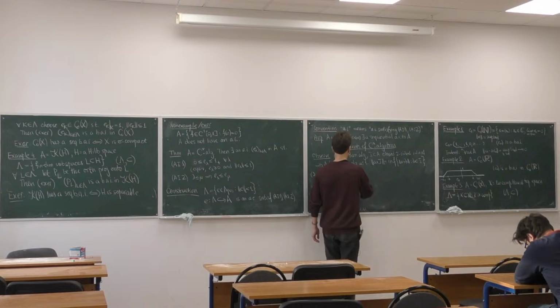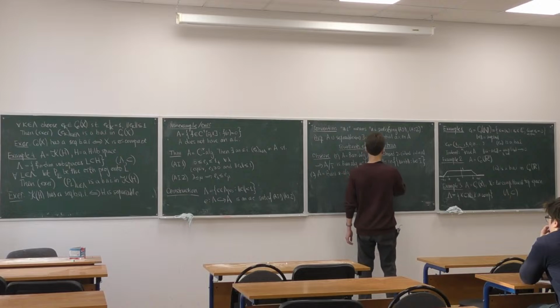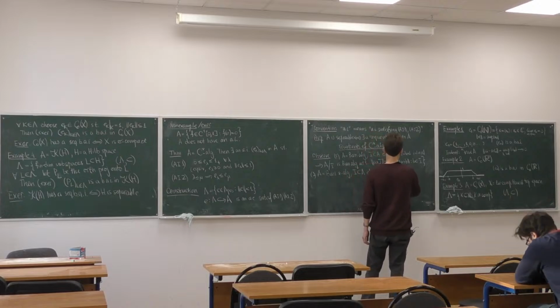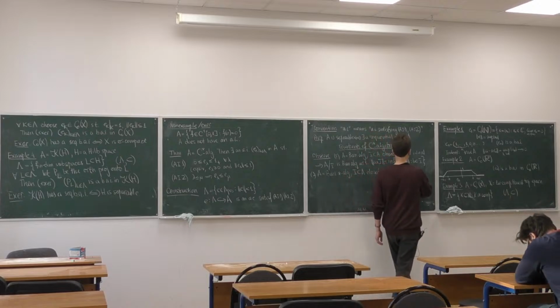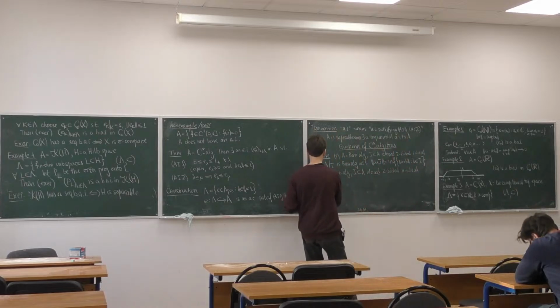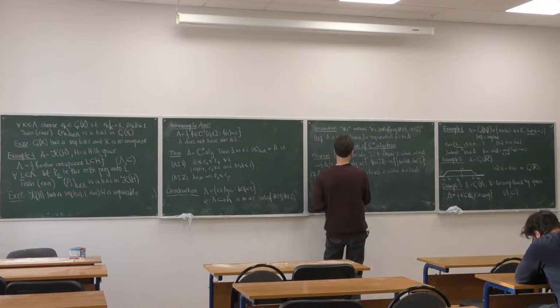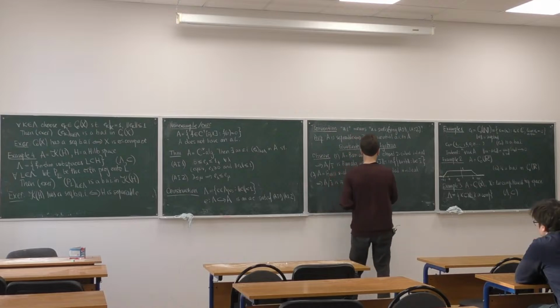and I is a closed two-sided star ideal, so it is stable under the involution, then the quotient of A modulo I is also a Banach star algebra. The involution is defined in the following obvious way.